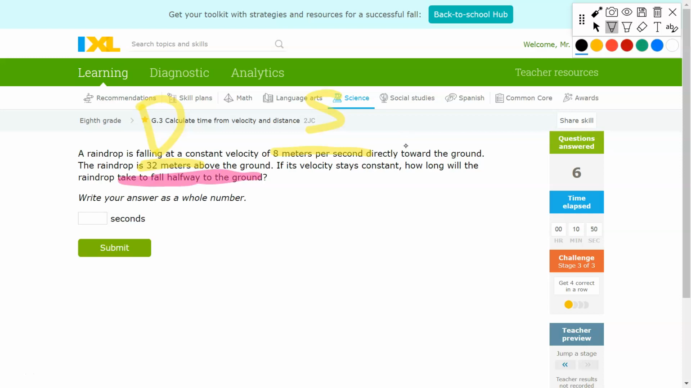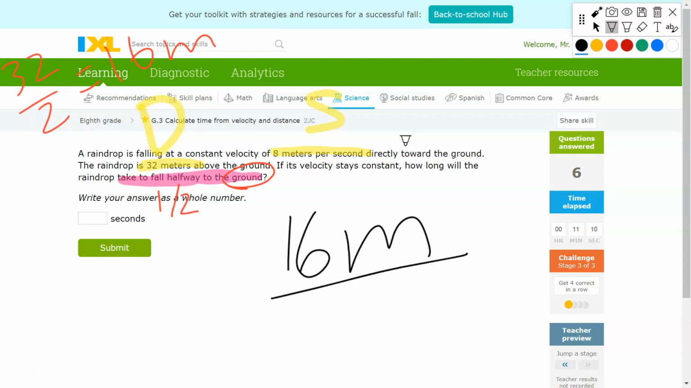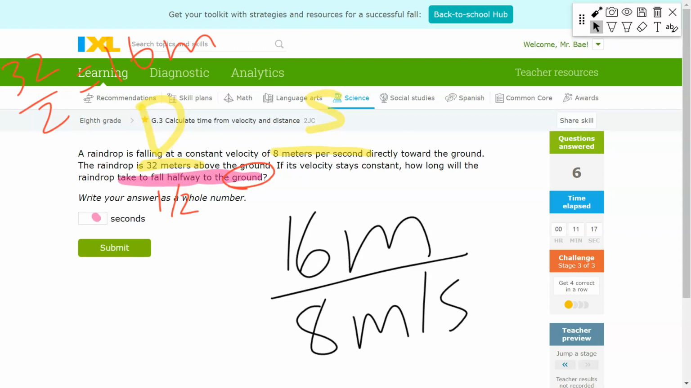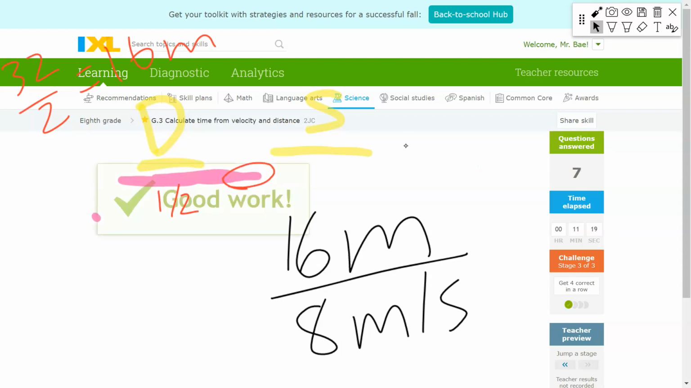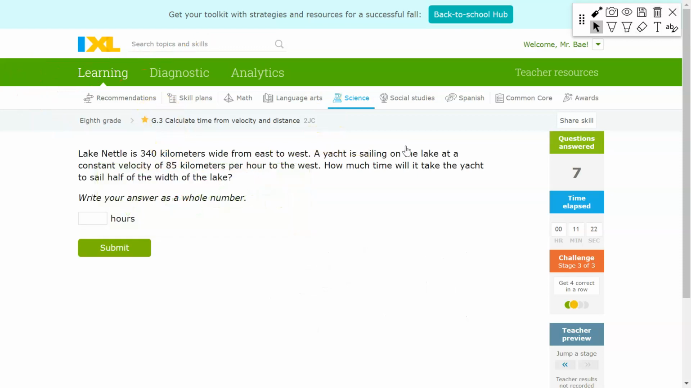Since we're saying halfway to the ground, you're talking about its distance, so you have to divide the distance by 2 first. So 32 divided by 2 is 16, so you're going to have to use 16 meters in your problem. So 16 meters divided by 8 meters per second, your answer should then be 2. Cool.